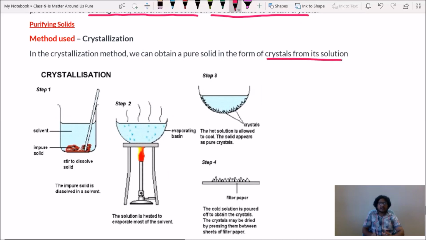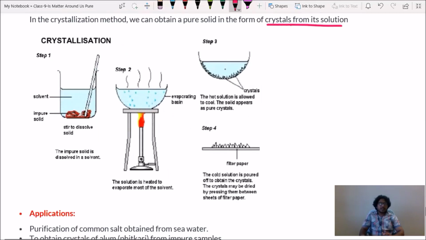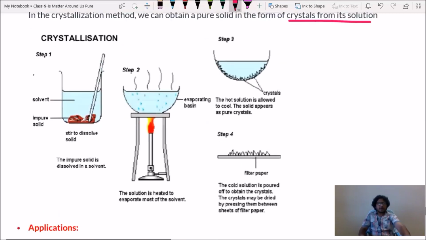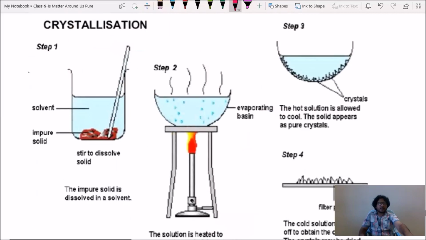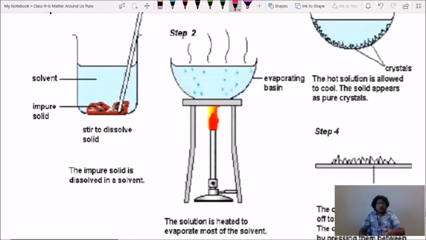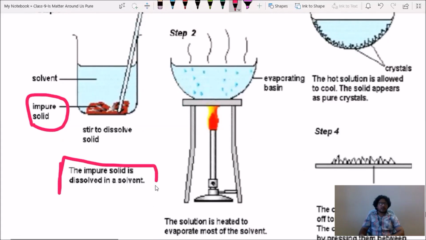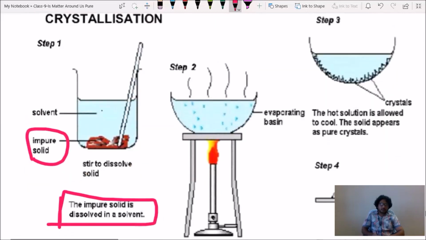from its solution. For crystallization, we have a diagram that we can observe. Step 1: you take a solvent and add an impure solid. After adding the impure solid, stir it to dissolve it. Now the impure solid is dissolved in the solvent. You have taken water, added some impure solid, stirred it, and the total impure solid is dissolved.